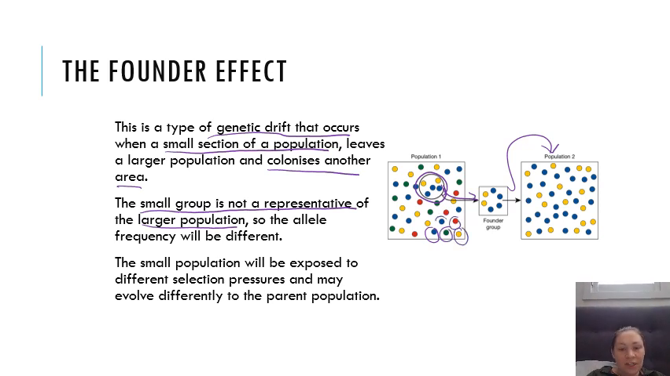The smaller population will become exposed to many different selective pressures, and over time they may evolve into a different species compared to the original population. So founder effect is when we've got a small section of a population being removed and colonized elsewhere. The gene pool that they bring with them is not representative of the whole original population. It's just a small section, and often doesn't have all the alleles of the original population.